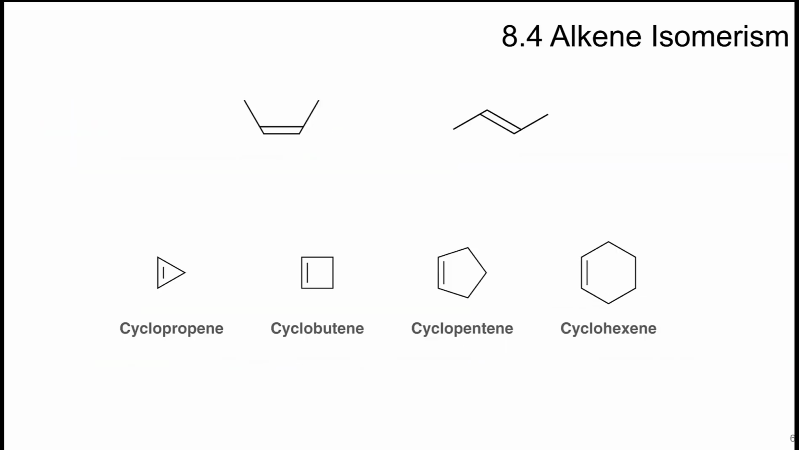We can have isomerism in alkenes. In this group here, both of the substituents are on the same side of the double bond. So this is cis-2-butene. They're both on the top side of that double bond. And here if I cut the double bond in half, one is on the top and one is on the bottom. This is trans-2-butene.